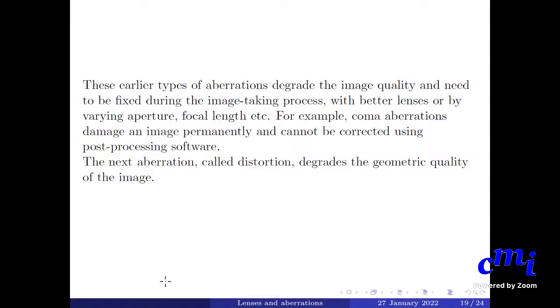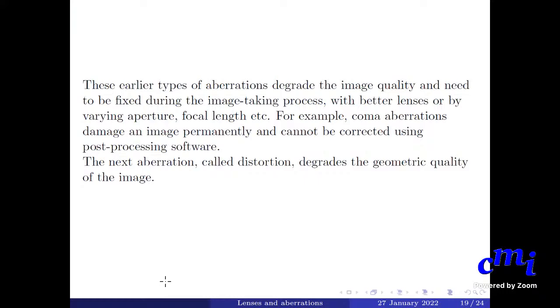But as far as I know, spherical aberration and coma will definitely cause a blur, so it will definitely cause a problem. Curvature of field will cause problems for measurements. So these are things you have to be aware of.